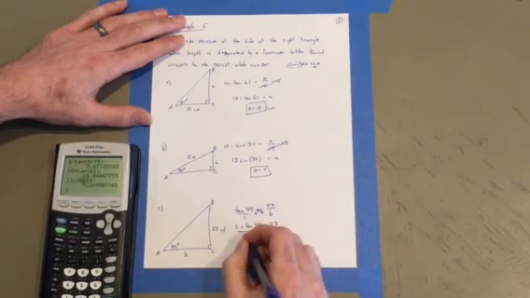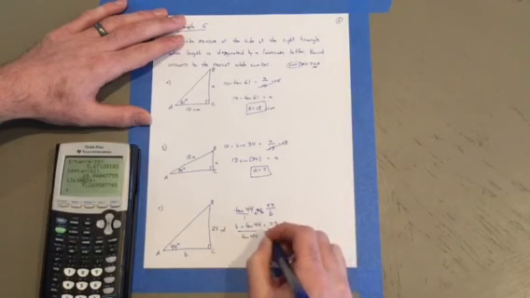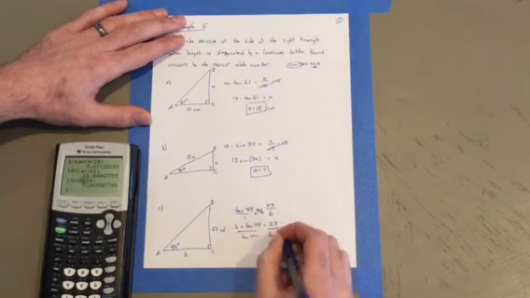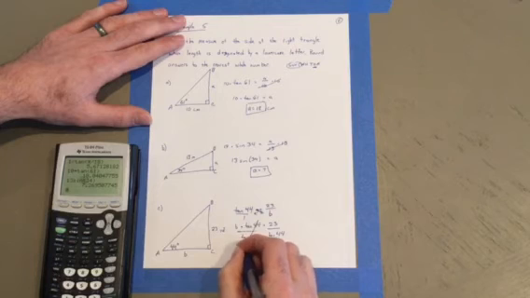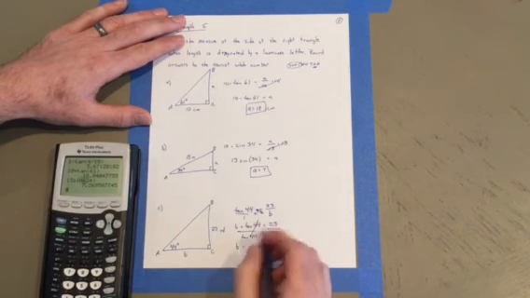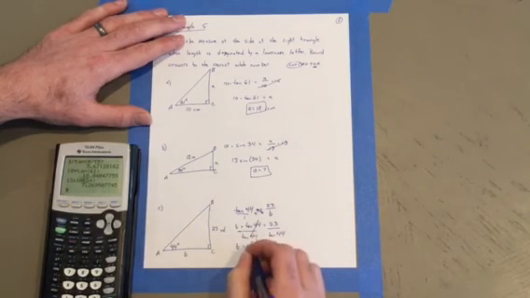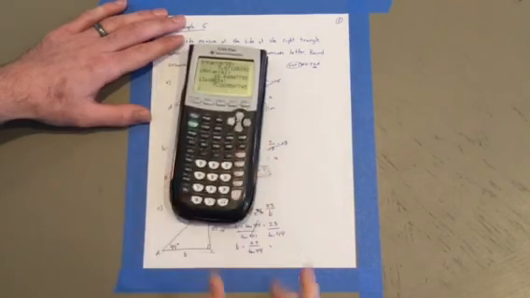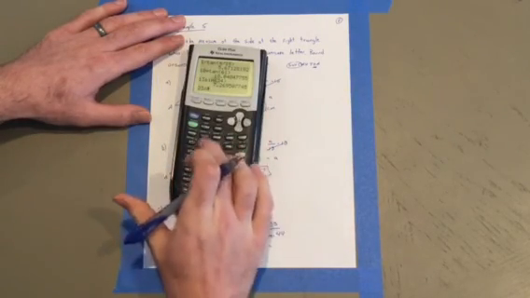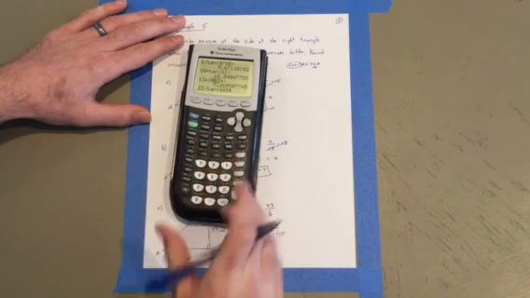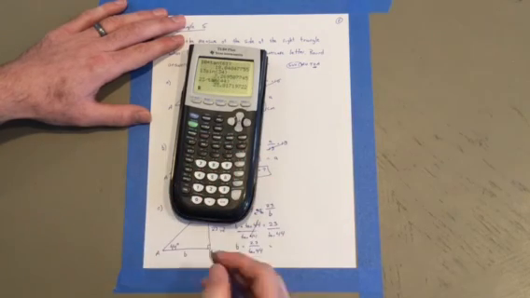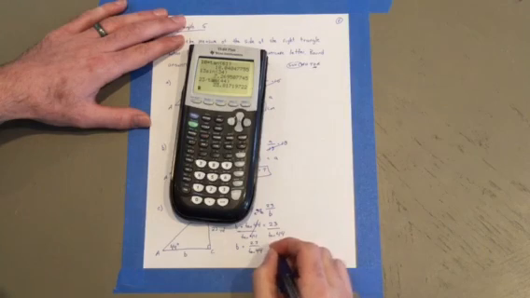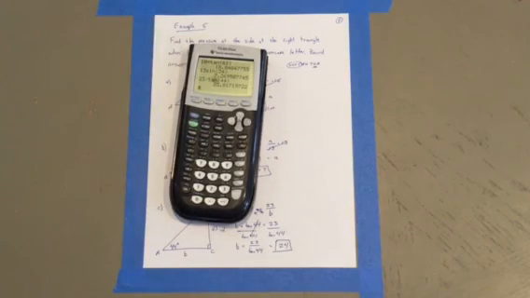And now I can divide by tangent of 44. And B equals 23 over tangent of 44. And put that into my calculator. 23 divided by tangent 44. Nearest whole number will go up, and so I'll call it 24.